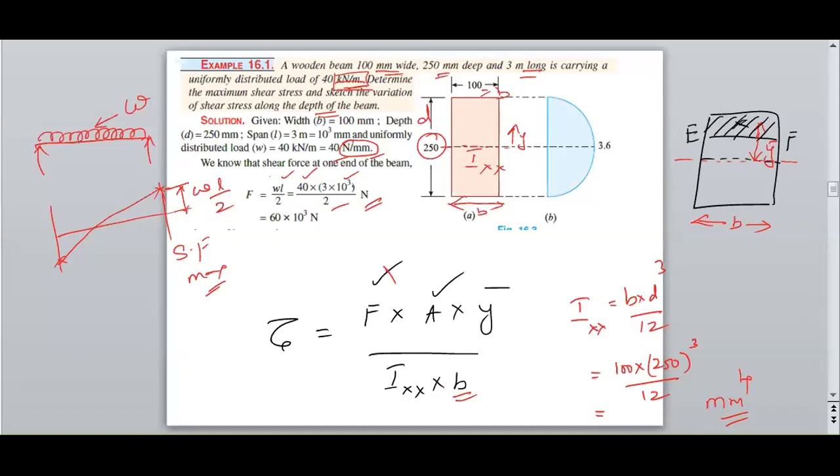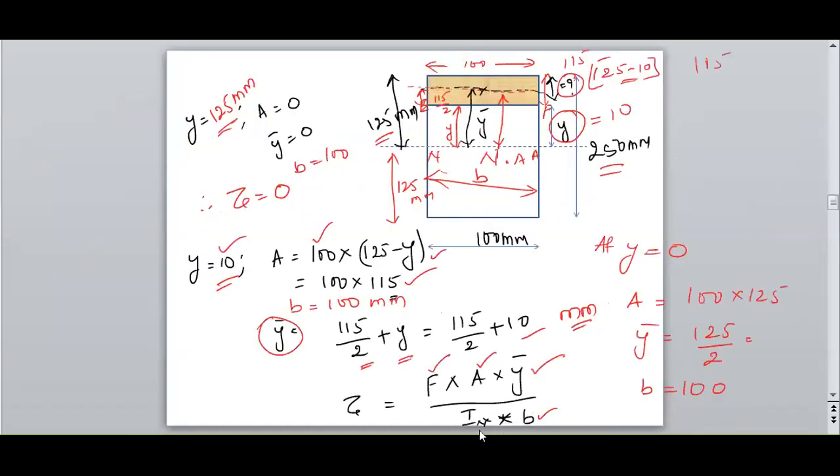Now substituting all the values in the shear stress equation, I will get the shear stress at the height of 10 mm from the neutral axis.